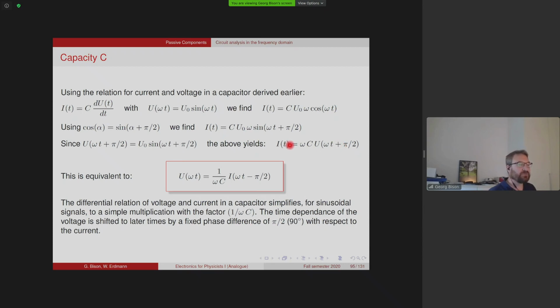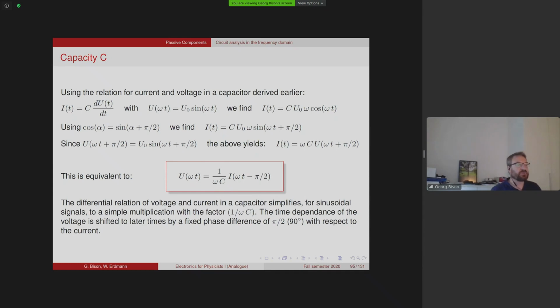Now this we can bring into the form of Ohm's law. And so we find that we have a time-dependent voltage that is equal to some form factor times a time-dependent current. And this is actually why we call a capacitor a linear component, because for a given frequency, current and voltage have this linear simple proportionality. And then we find that what was the resistance before is now replaced with this expression here, which depends on the frequency and the capacitance.